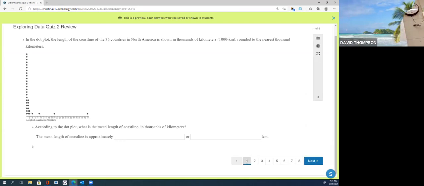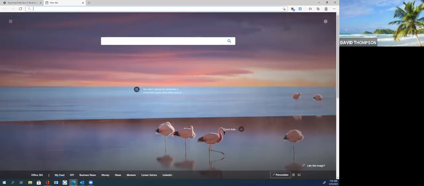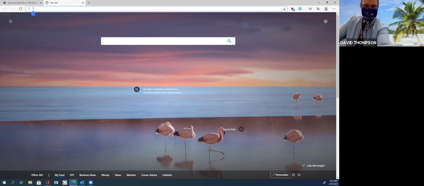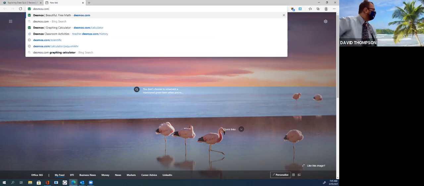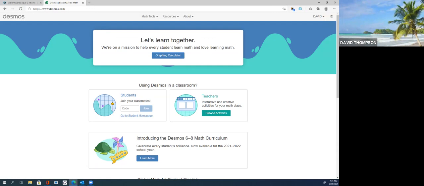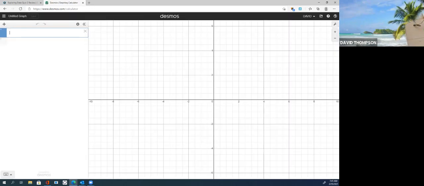Okay, question 1. In the dot plot, the length of the coastline of the 35 countries in North America is shown in thousands of kilometers, rounded to the nearest 1,000 kilometers. According to the dot plot, what is the mean length of coastline in thousands of kilometers? So we need to fill it in. So what we're going to do is use Desmos, the graphing calculator, and we're going to make a table.